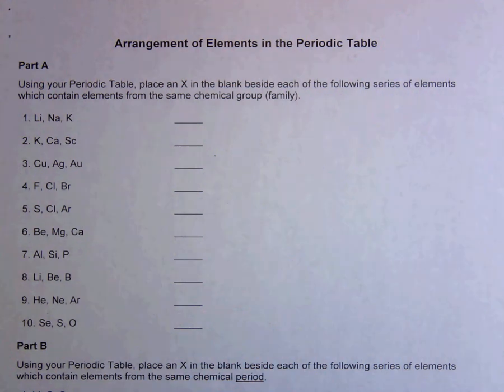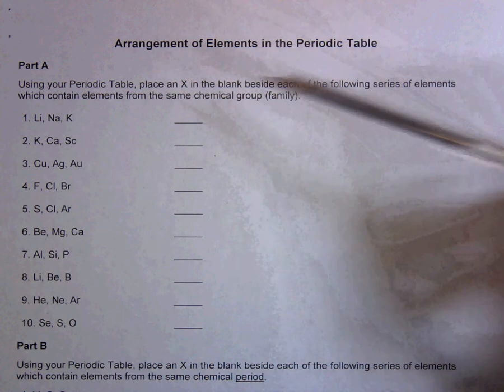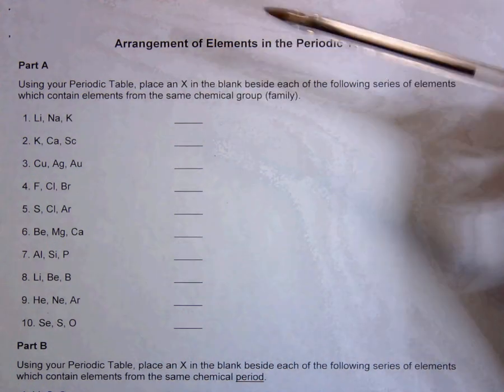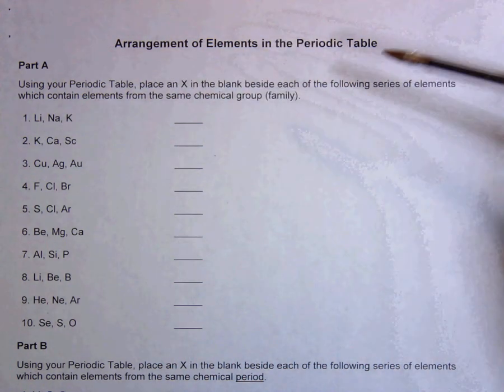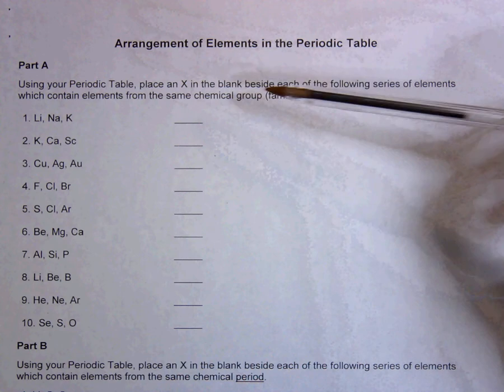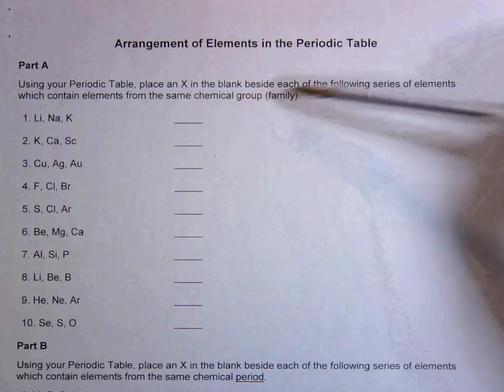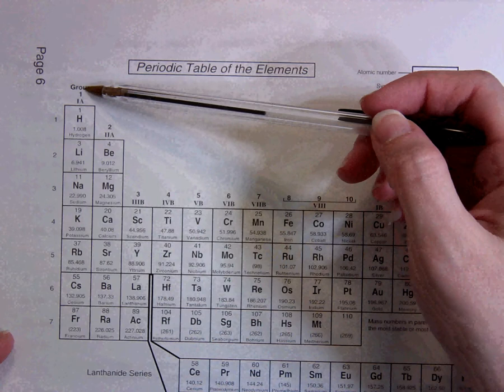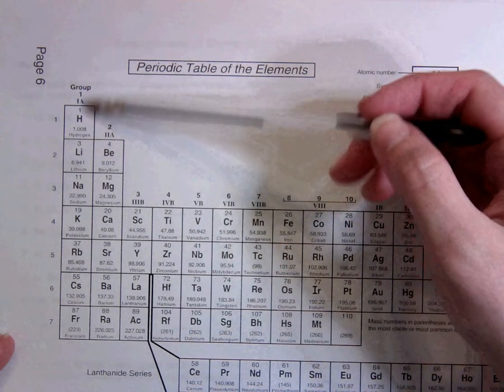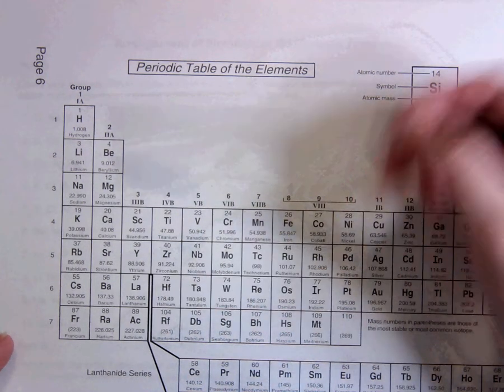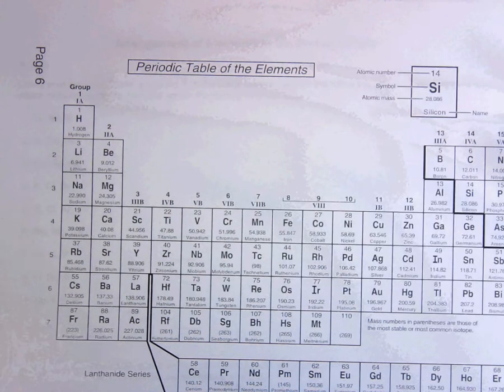Arrangement of elements in the periodic table. In this worksheet, Part A says to place an X in the blank beside each of the following series of elements that are from the same group or family. A group or family, if you notice here on the periodic table, is labeled group because groups go up and down. So here's group 1, group 2, etc. Periods go across.